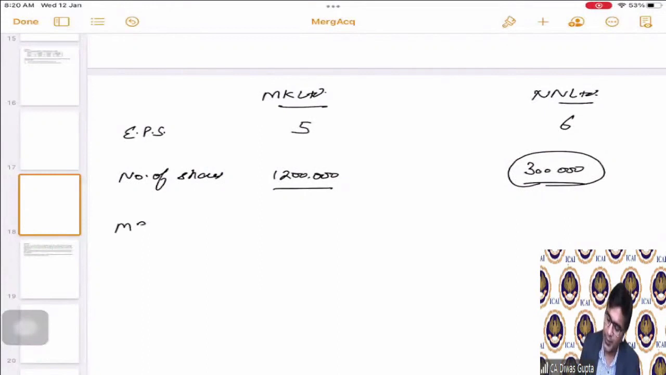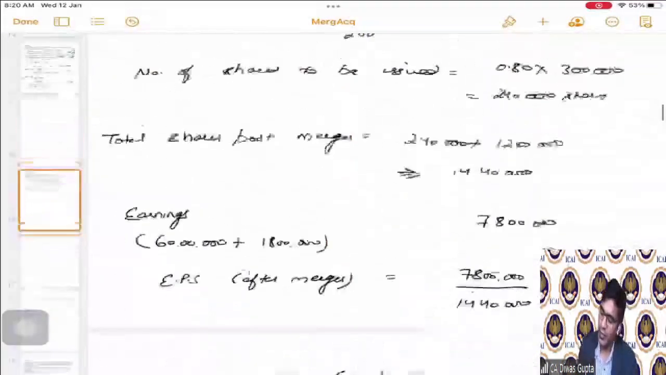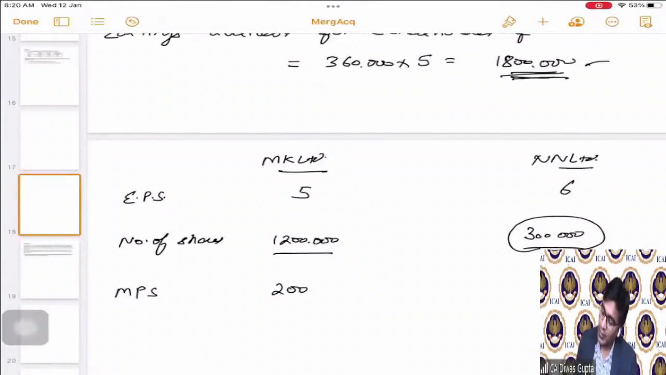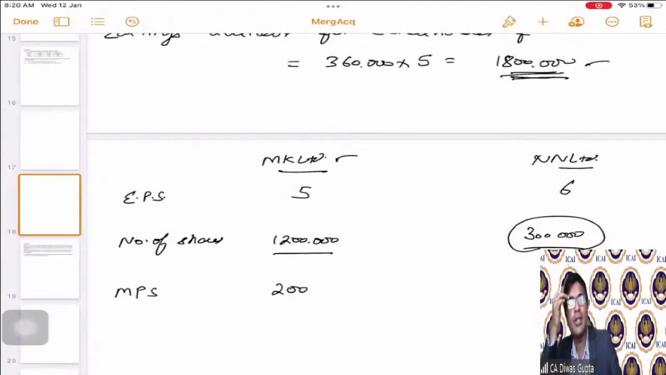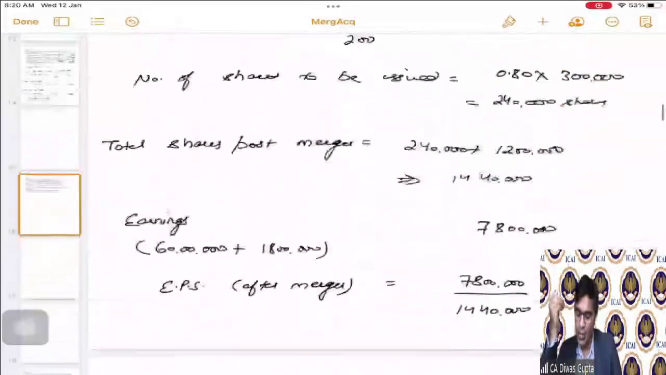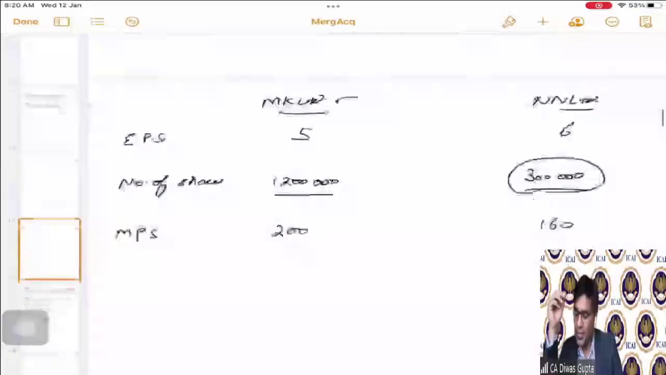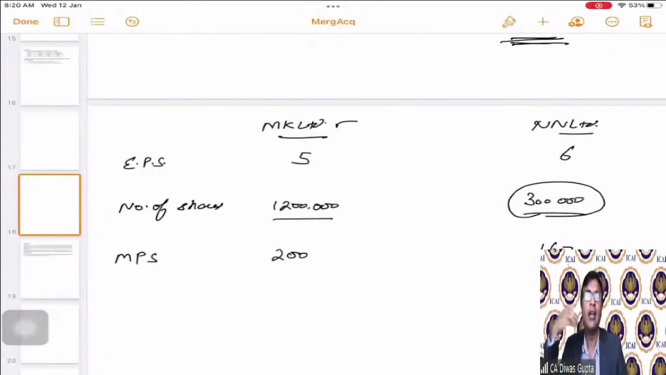Now, see, what is the market price? Market price is 200 and 160. Now, the market price is favorable to MK Limited. What MK Limited will say now is, we have to disregard the EPS. We have to see from the market price, because our market price is higher than your market price of 160 rupees. So they will take the direction of using the market price per share, which gives the swap ratio of 0.8:1. They will say that we will not be issuing you anything more than 3 lakh. Rather, we will be issuing only 2,40,000 basis the market price, because we have a higher market price.